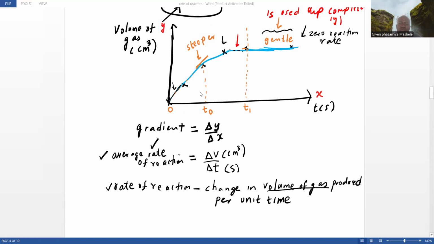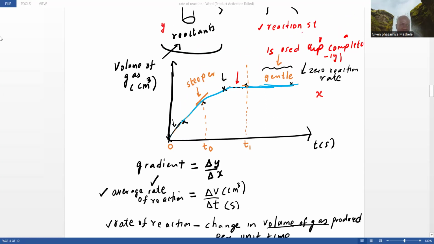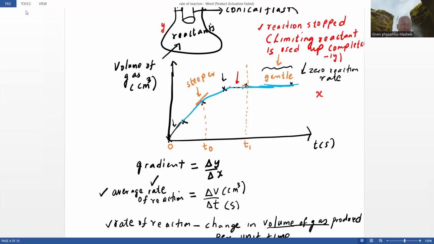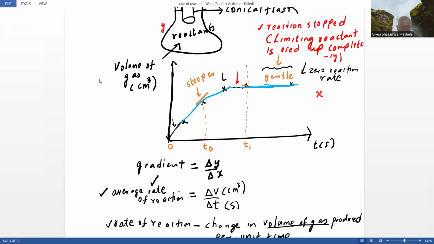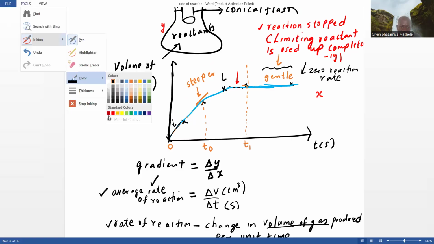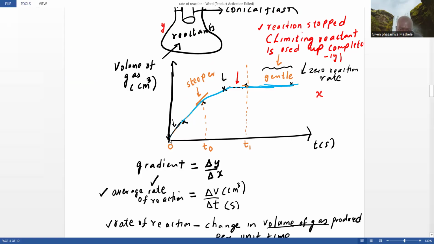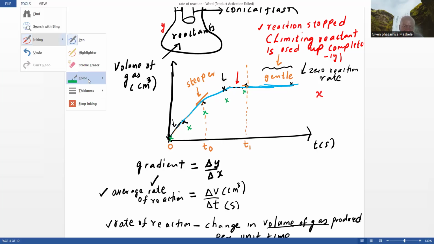Now, another question would be, what if we have two graphs and we want to check which one on average was faster than the other? Okay, let's say we have another graph. Let's say we have a point there, then we have another point. I'm going to draw another graph just to explain the relationship between these two graphs in terms of the reaction rate.